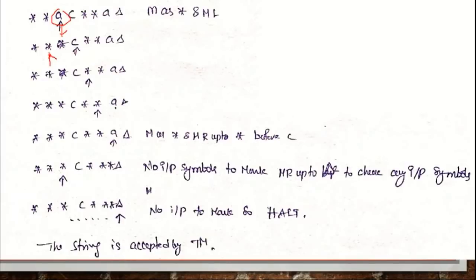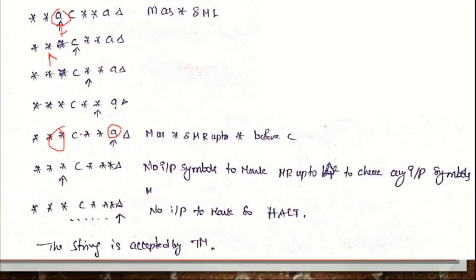The current input symbol is C, so again move right; that is star, again move right; that is star, again move right. Now the input symbol is A. The recently marked input symbol is A, which we marked as star. So what are the input?